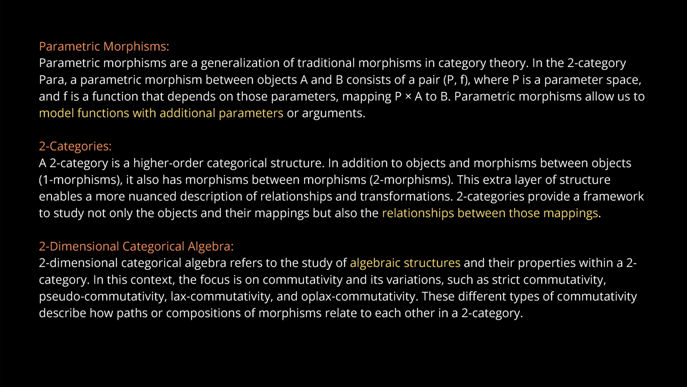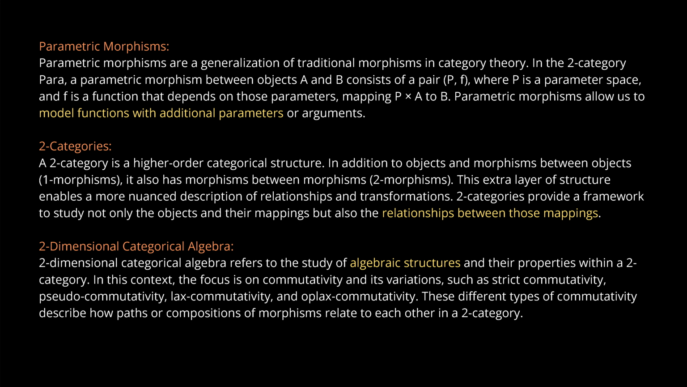Now, really important is if we go a level up. We increase the complexity, a meta level if you want. We now talk about 2-categories. This is a higher order categorical structure in our mathematical framework. In addition to objects and morphisms between objects, which we call 1-morphisms, it also has morphisms between morphisms, what we call 2-morphisms. And this extra layer of structure enables a more detailed description of relationships and transformations.